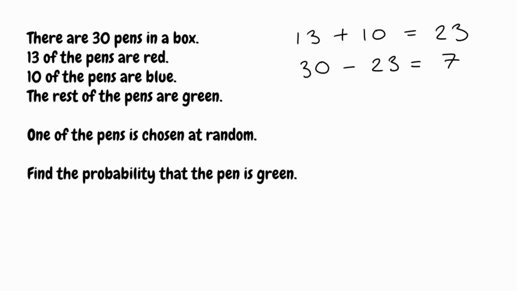So to find the probability that the pen is green, our probability of picking a green pen is going to be the number of green pens, which is 7, over the total number of pens, which is 30. So we can't simplify this fraction any further, so the probability of picking a green pen out of the box is 7/30.